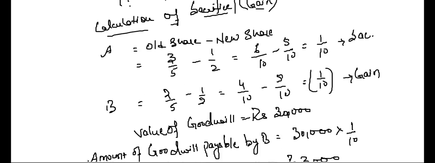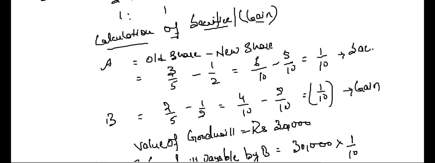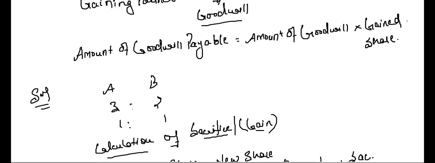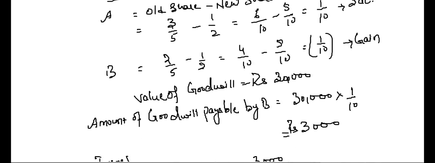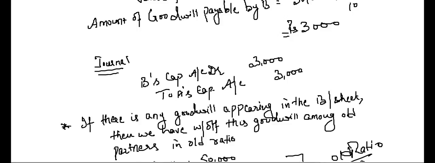We will calculate the sacrifice. We'll calculate the value of goodwill like we have done the valuation in the last chapter, and we will calculate the amount of goodwill payable by the gaining partner, right? The formula is amount of goodwill into the gained share. Here the gained share is 1 by 10, value of goodwill is 30,000, so an amount of 3,000 is payable by the gaining partner B to the sacrificing partner A.